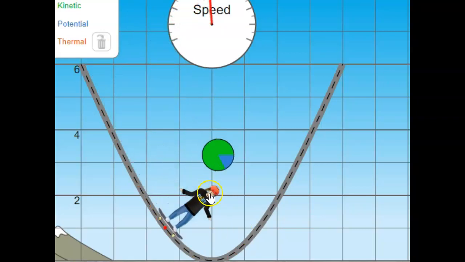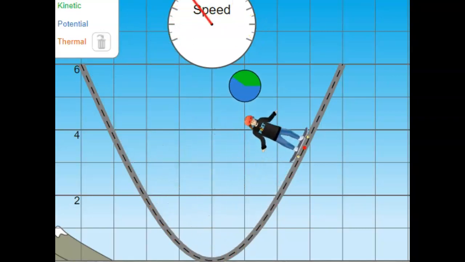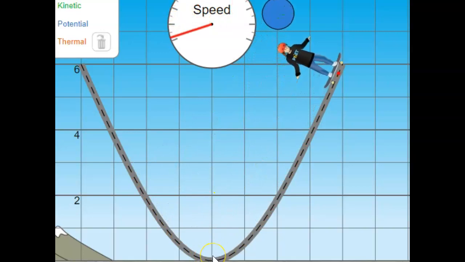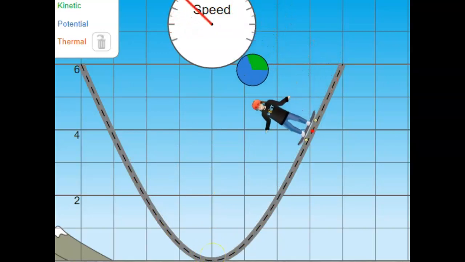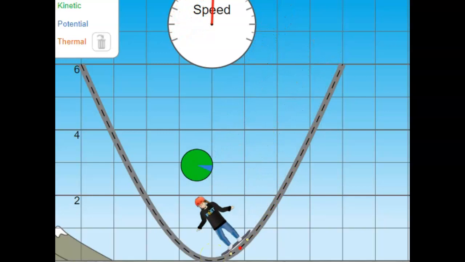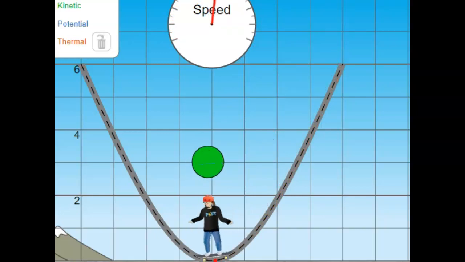So he's going faster and faster and faster. It seems to be going the fastest when he's at the bottom. Is that correct? I can pause it. Okay, I'm going to step forward frame by frame. You see the little sliver is going away. When he's at the very bottom, it's all green, so that means it's all kinetic energy. The speed is up here.